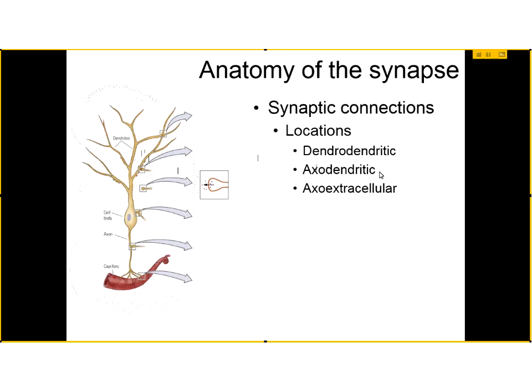The next synapse is axo-extracellular. This is where an axon can release neurotransmitters into this extracellular space. And that may have a larger impact because these neurotransmitters might hit a much larger area than just what's being hit by axodendritic. So this could be a larger impact.